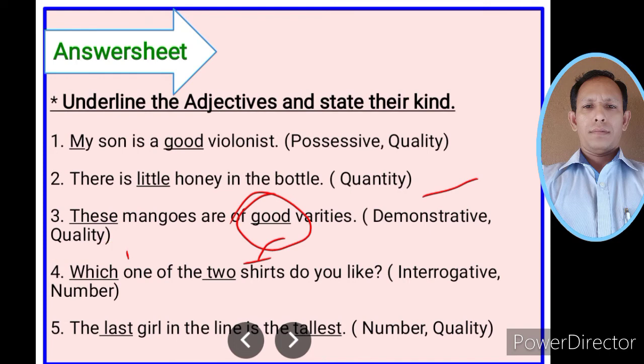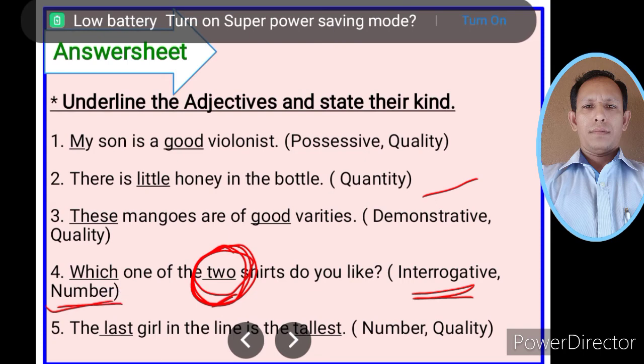Let us see the fourth sentence. The fourth sentence is, which one of the two shirts do you like? Which one? This is an interrogative sentence. It is a question. So the word which is used to ask a question, which one? So the adjective which is an interrogative adjective, and here again two shirts. How many shirts? Two. So the word two is an adjective of number.